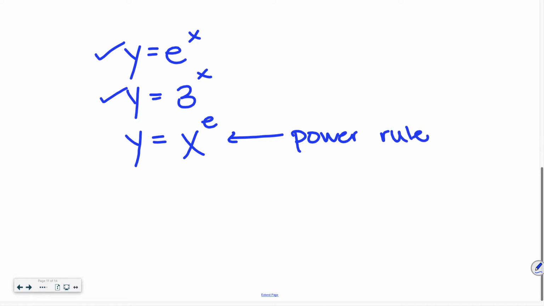Okay, now to really throw you for a loop, I could give you something like this, okay, where we have a power that is a variable and a base that is a variable, okay? We're not going to go through this one, but you would have to use logarithmic differentiation to figure that one out. You can't use any of the rules from up here because we have a variable in both places. You would have to use logarithmic differentiation.